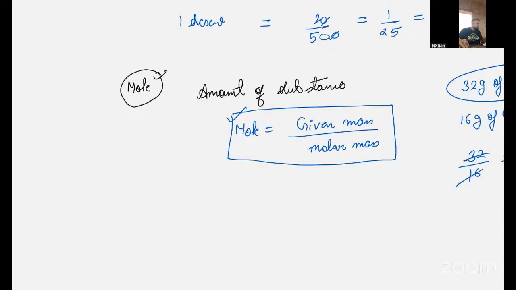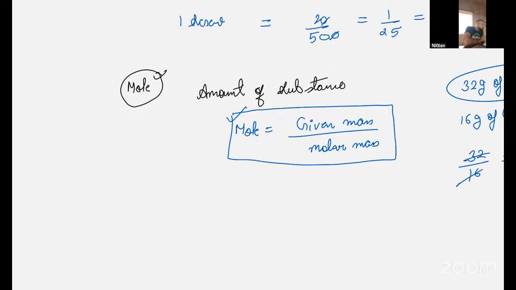Yes, sir. We learned this in the 10th class, but we didn't learn the formula that moles is equal to given mass by molar mass. The other things we learned. Correct. So write one definition which I'm saying.